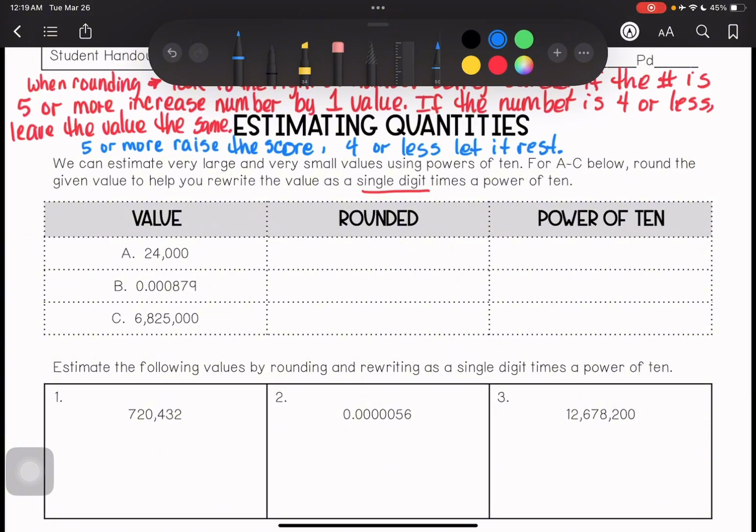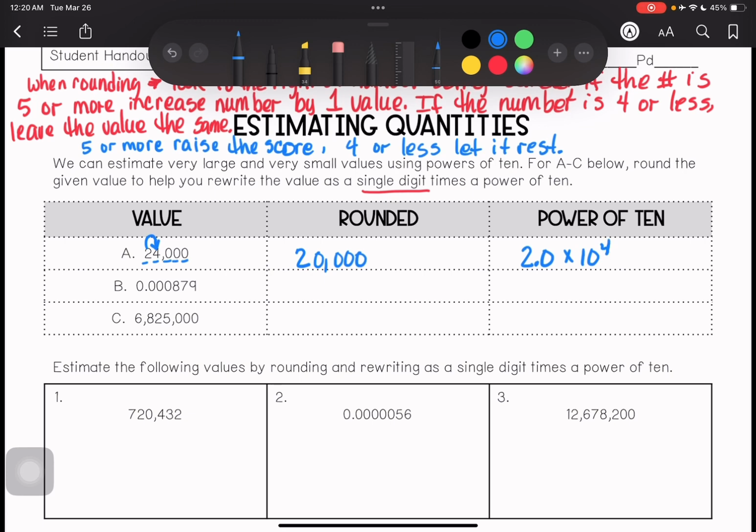All right, let's look at the value of A. If we want to round this number to the nearest 10,000, this is our ones, tens, hundreds, thousands, 10,000s. I'm going to look to the right. That number is 4 or less, so we're going to let it rest, rounding this number to 20,000. If you want to convert this number to scientific notation, remember, scientific notation is a number between 1 and 10 times the power of 10.